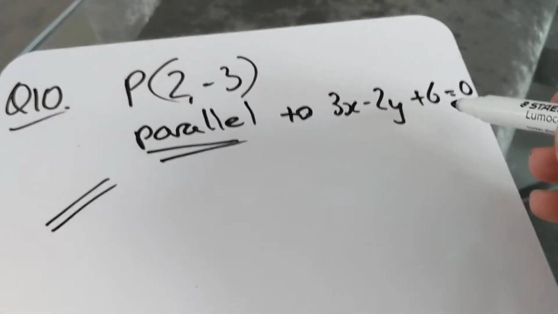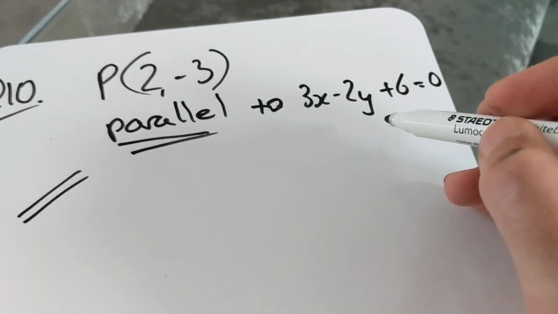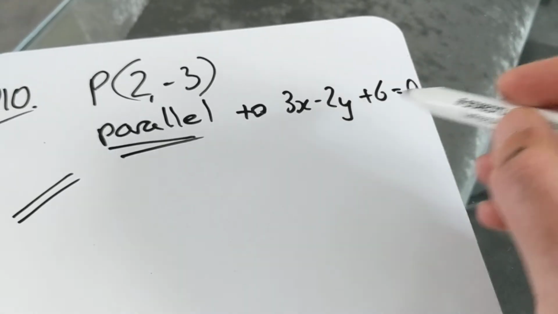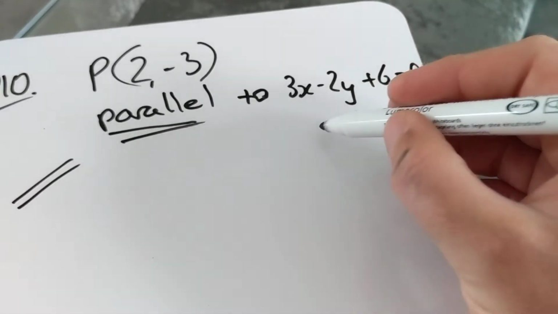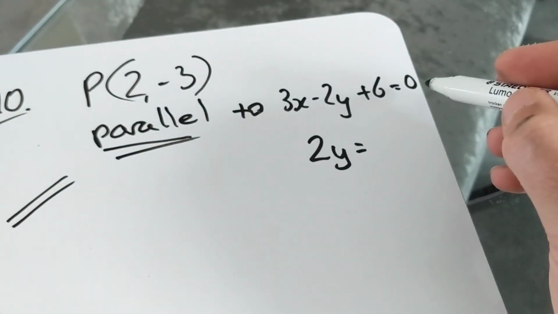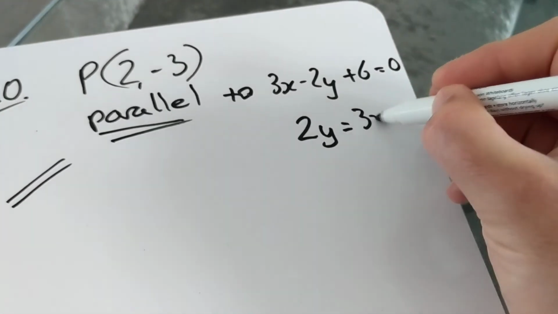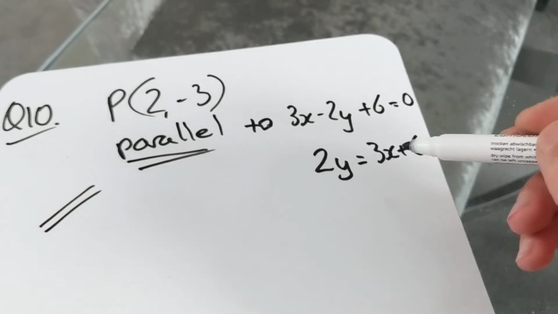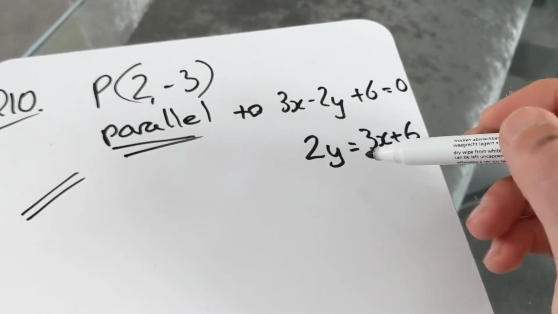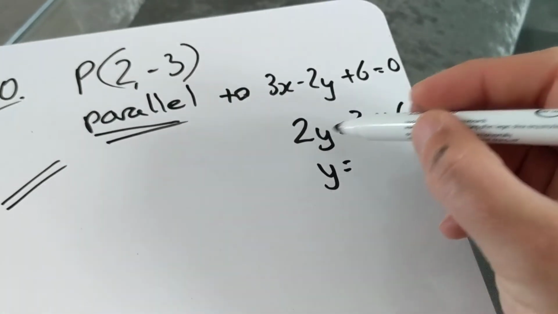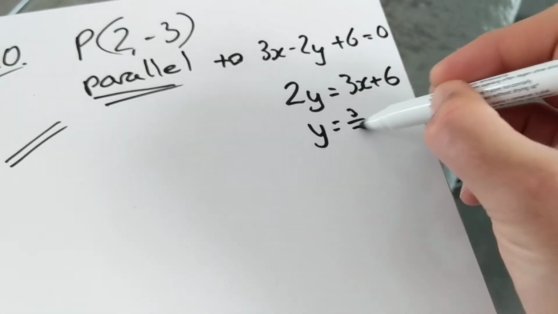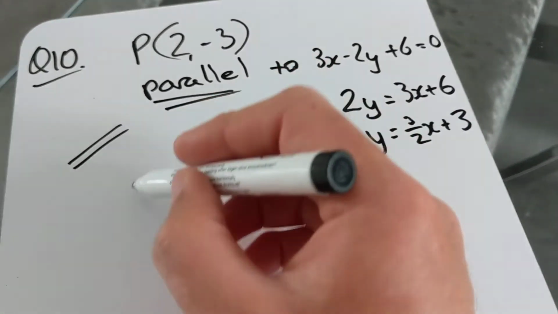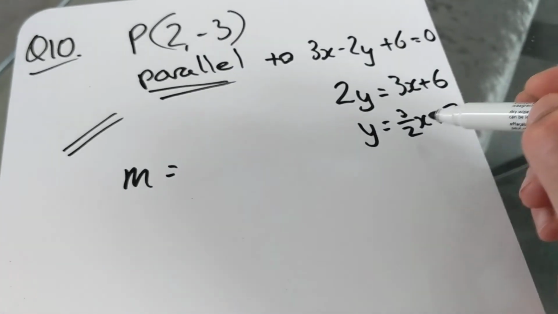So this equation here, if we change it to y equals mx plus c, one thing I could do to get rid of that minus 2y is add 2y to both sides, so I get 2y over there, which would leave me with 3x plus 6 on this side. Okay, so you can rejig the equation, but ultimately you should end up with 2y equals 3x plus 6. You want to get y equals, so you need to divide everything through by 2. So you get 3 over 2 x plus 3. Now the key thing here is that the gradient of this line is 3 over 2.